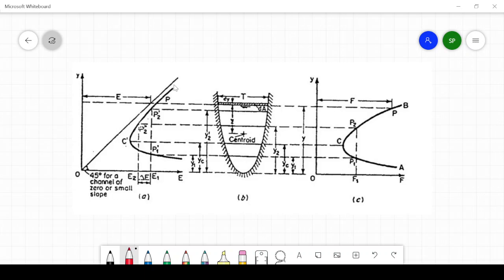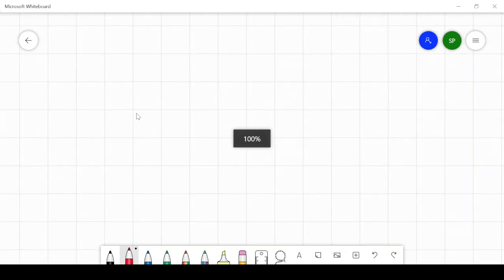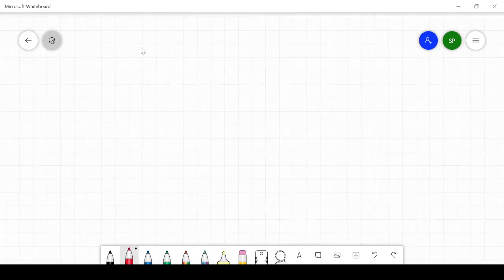Here also, in specific force, you can check these things and you will get the same result: you will get maximum discharge at a given specific force when your Froude number is equal to 1. I will not go into details of this derivation. These are the same as the previous one. I will just give you an overview.